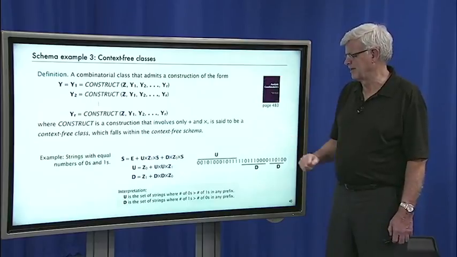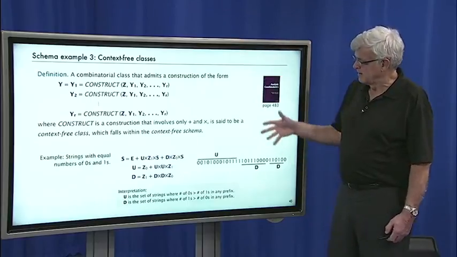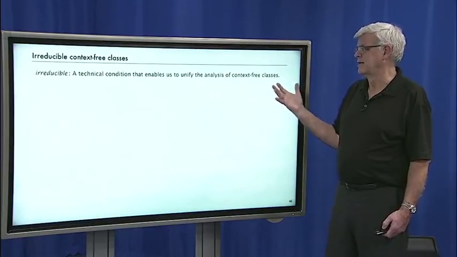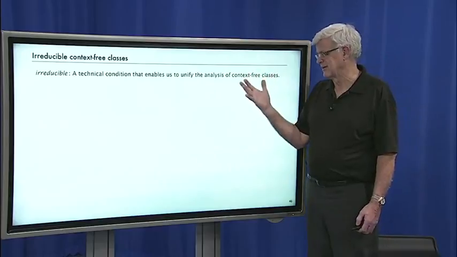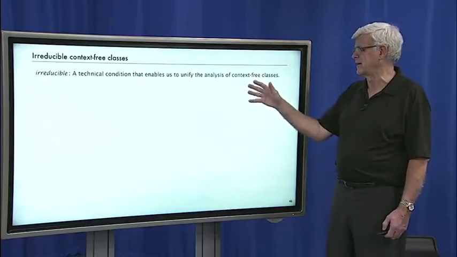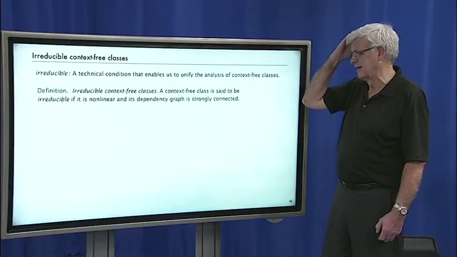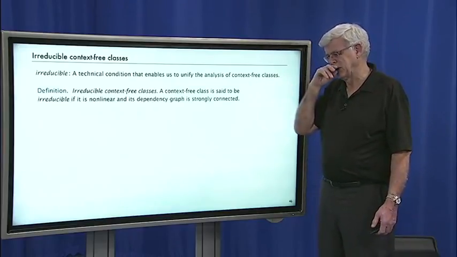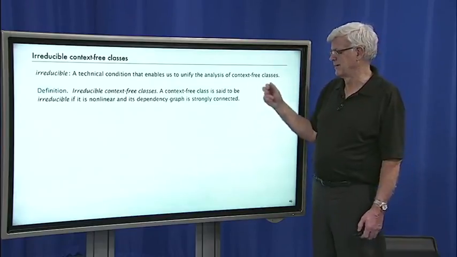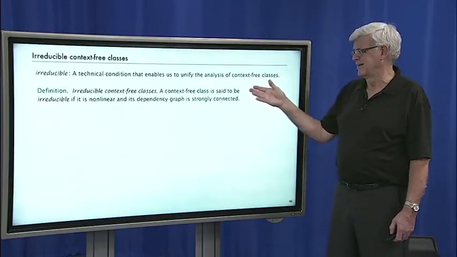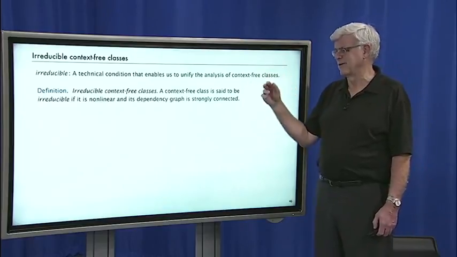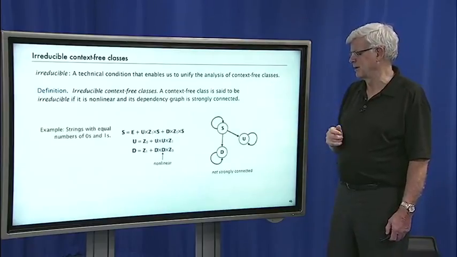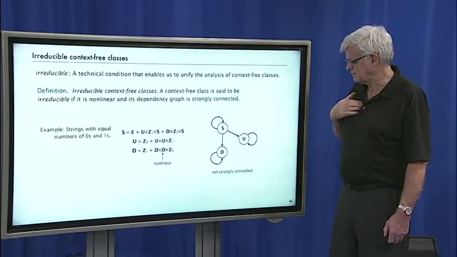And there's many examples that people have studied. But in the present context, there's, again, a technical condition that allows us to unify the analysis of context-free classes. And this one is maybe not familiar to people who are not familiar with computer science or graph theory. All it says is that the dependency graph is strongly connected. Well, it's nonlinear. There have to be things multiplied together, and its dependency graph is strongly connected.